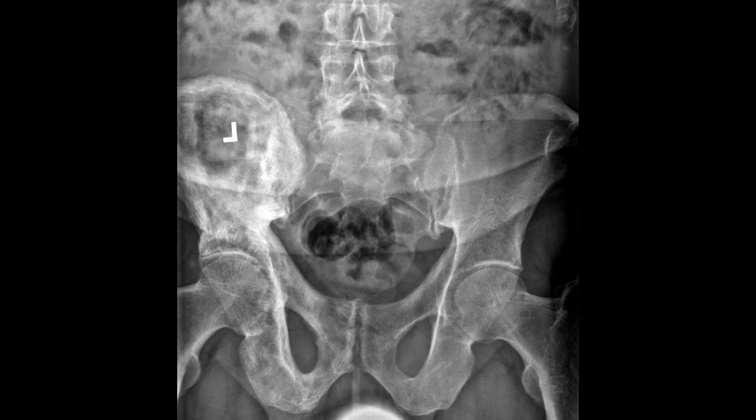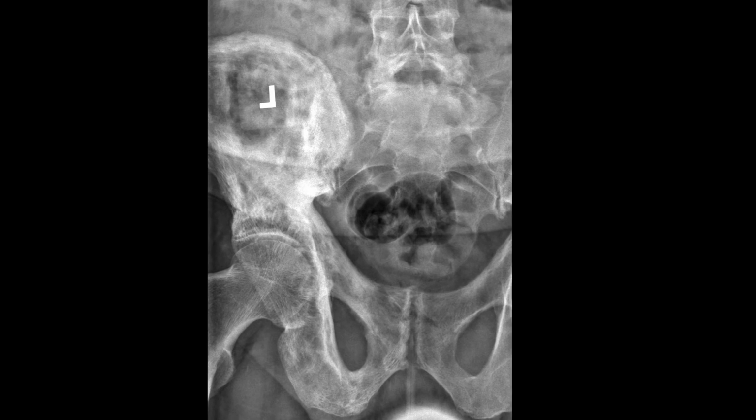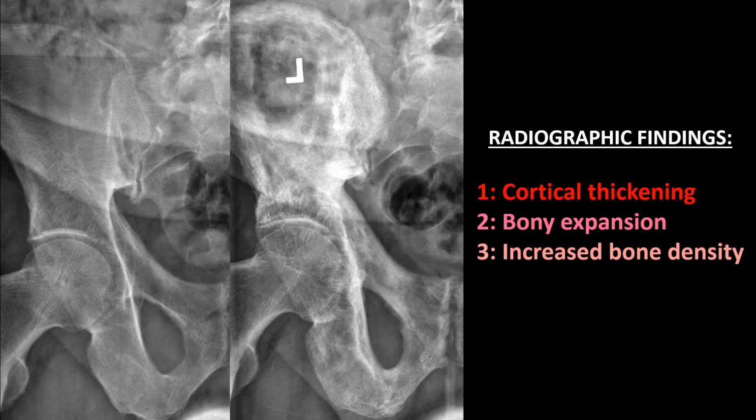I'll give you a little bit of time to look this over. And now let's zoom in to the most pertinent radiographic findings on this image. And if we take a closer look at the left hemipelvis and compare it to the more normal right hemipelvis, you'll notice 3 major radiographic findings.